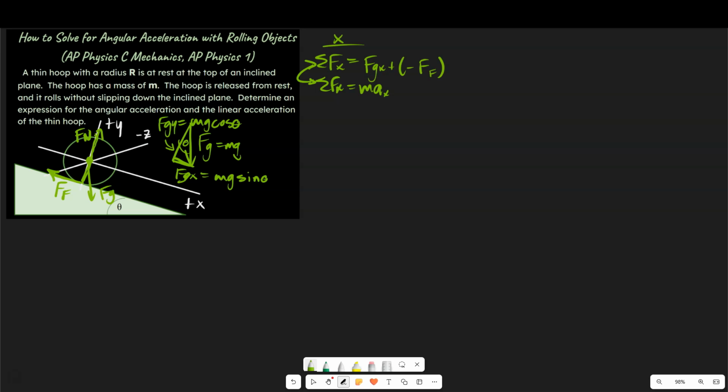It's also really important at this point to ask ourselves, is this acceleration here something or nothing? What do you think? Well, in this case it's something, so we cannot just get rid of it like we can sometimes. So we're going to say FGX minus the force due to friction is going to be equal to MAX.